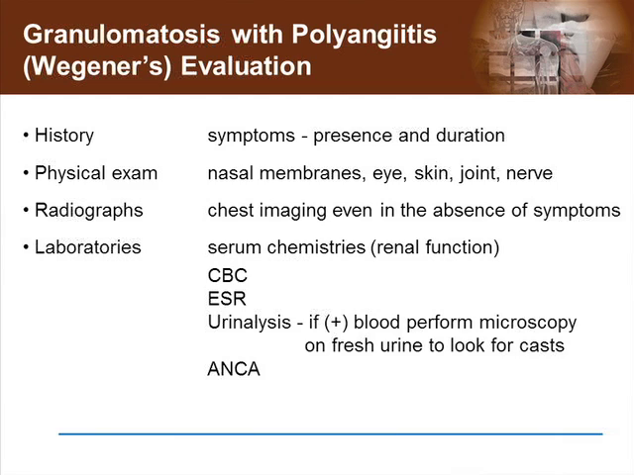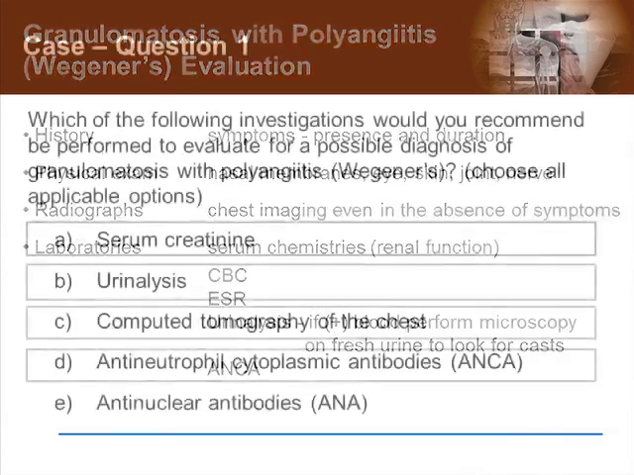In terms of laboratories, our most important tests are in many ways our most basic, looking at evidence of the patient's renal function, complete blood counts, acute phase reactants such as erythrocyte sedimentation rate or C-reactive protein. And as mentioned, urinalysis plays a very important role in the assessment of Wegener's GPA, as if there is blood, we want to perform microscopy on a fresh urine sediment to look for casts. And then there is the issue about the serology of ANCA.